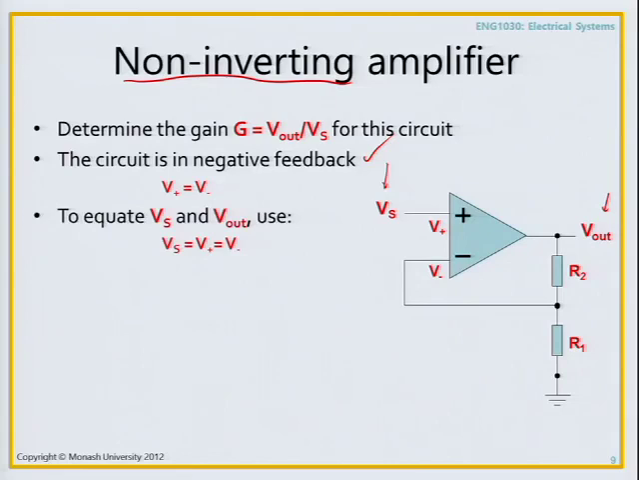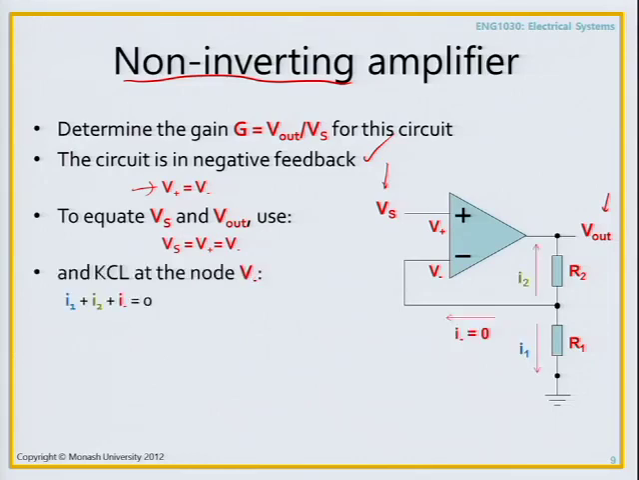Now, if I want to find the relationship between V out and Vs, then a good way to do this is to relate V out to the quantity V minus, use the fact that V plus equals V minus, and relate V plus back to Vs. Which is exactly what we did for the unity gain buffer, but now we're just adding a couple of resistors in here, and we'll see how this pans out.